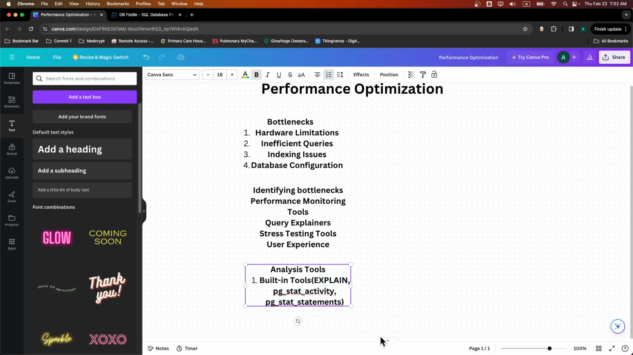Then, if you want to use a third party one, we can categorize it as third party tools. When it comes to third party tools, there's a long list. They offer advanced features and deeper insights. We're just going to be looking into a couple of them. So the examples are going to be, one is the DPM.